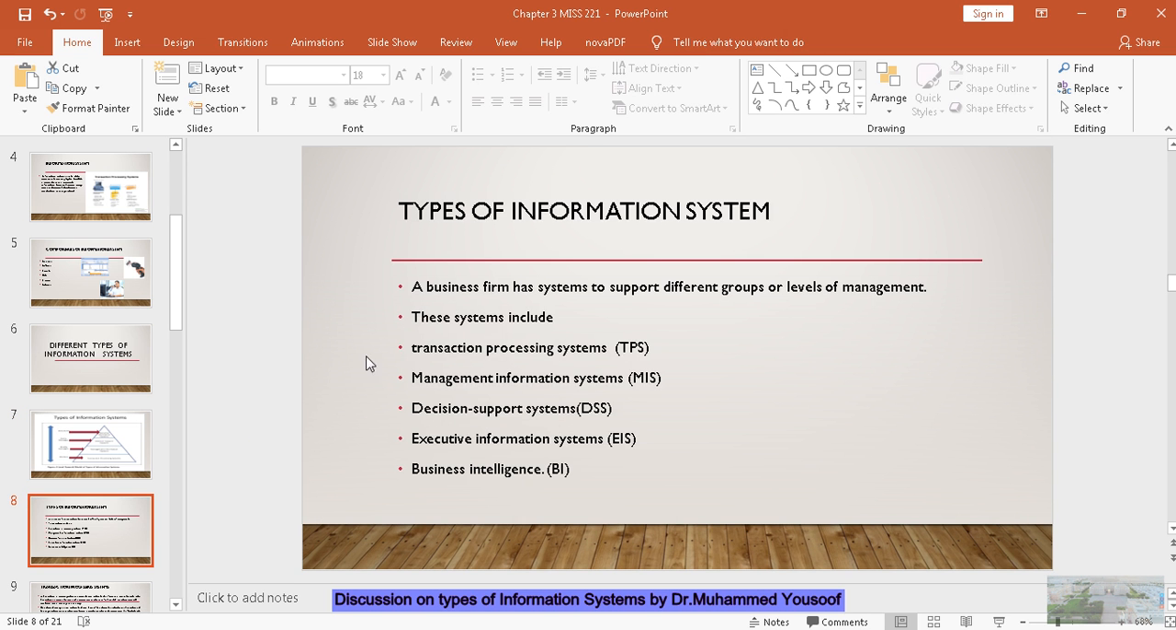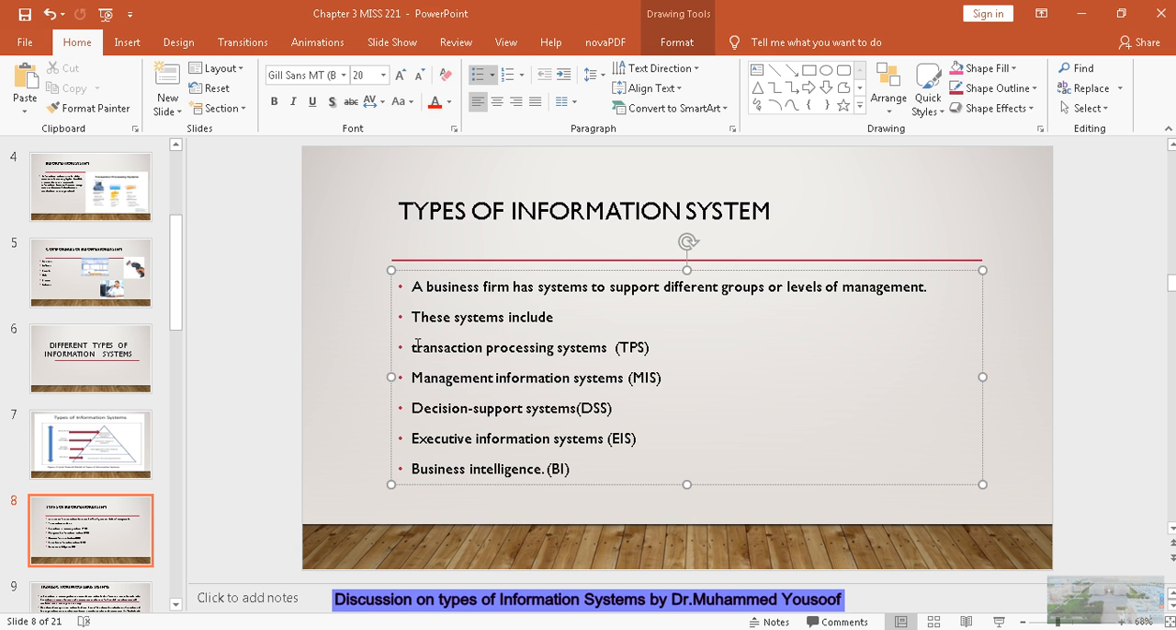Now let's go to this one. You can see the first one is the transaction processing system. You know it very well, so again it's like a recap. The next one is MIS. The third one is DSS. The fourth one is EIS. It is also otherwise called ESS. There are two names: one is EIS and the other one is ESS.